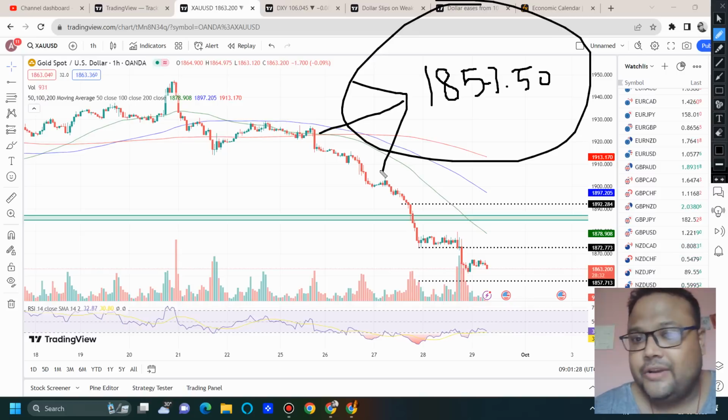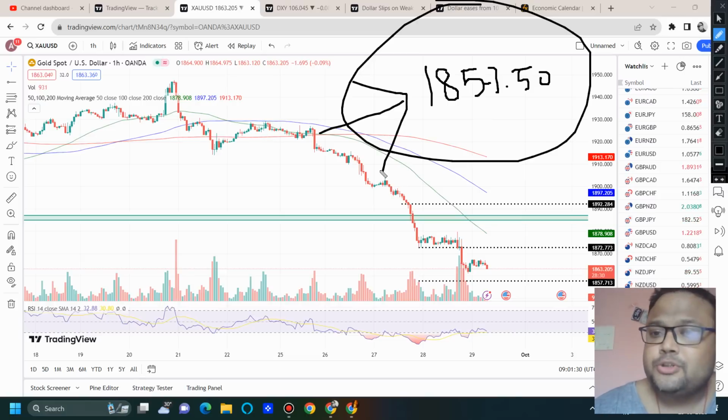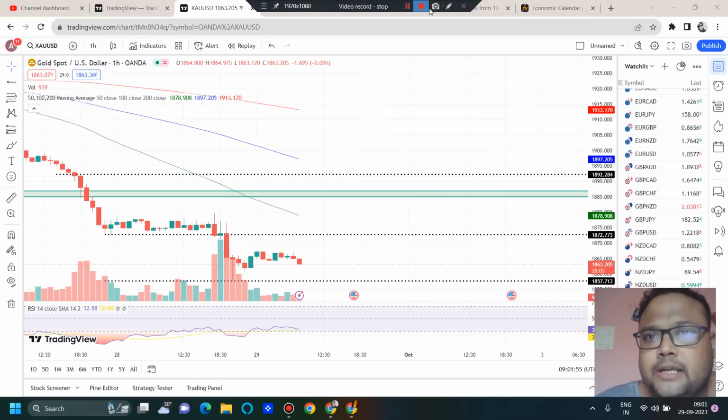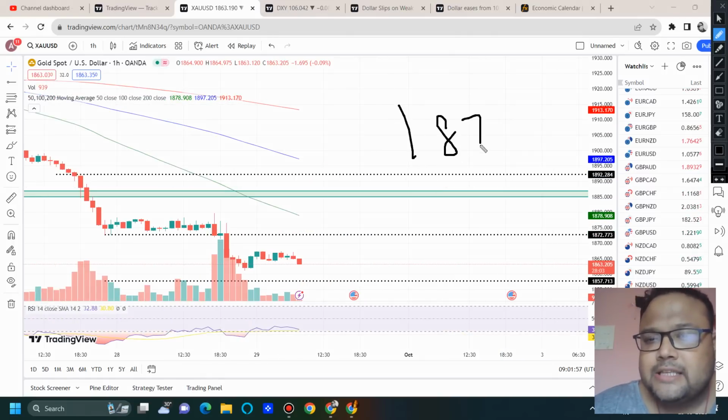Try to exit at the retracement. And if you're looking for a fresh position, then yes, you can look for a sell position below 1857.50. But be a little bit careful, because in the last 2 days this strategy has worked fantastic. So today there is a possibility that the market may go for some SL hunting. Be careful. And during the day, if gold tries to recover from this level, you can look for some selling opportunity around 1872 to 1873.